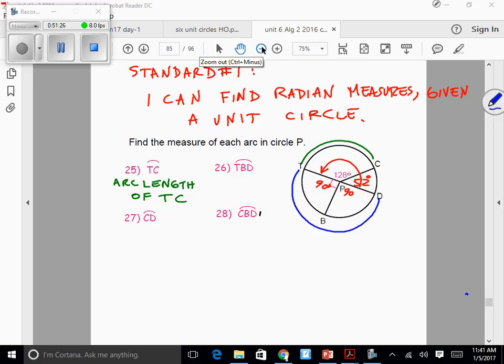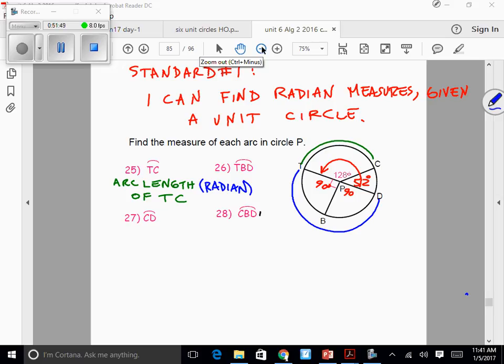Whenever they ask you for the arc length, that's the code that's going to mess up some people, like, what? I don't know what you guys are asking. Like TC? Oh, duh, it's 128. No. Where's CD? CD might be the easiest one of this group to do.